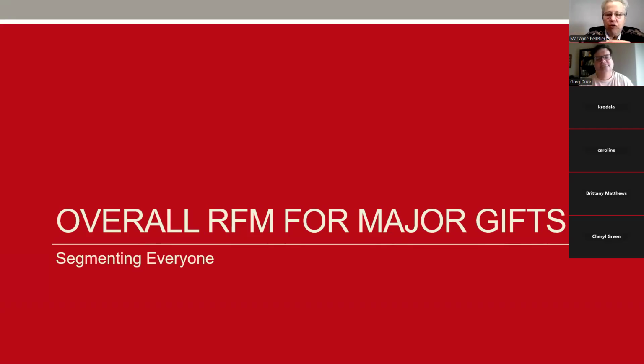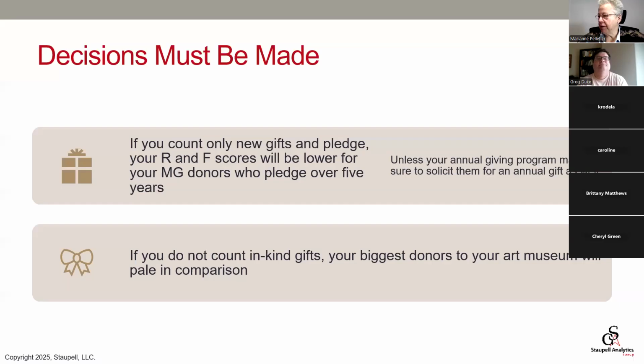Okay. So let's look at an overall RFM, and I use overall RFM in the book to talk about major gifts. And if you have questions or comments, please pop them in here. And so you want to first make some decisions about this. The first one is, as I've already hinted at, you want to decide whether you're going to count new gifts and commitments only, new gifts and pledges only, or if you're going to count pledge payments. And as I said, for a public radio or public television that really relies on credit card monthly giving, it might be that pledge payments are worth it.